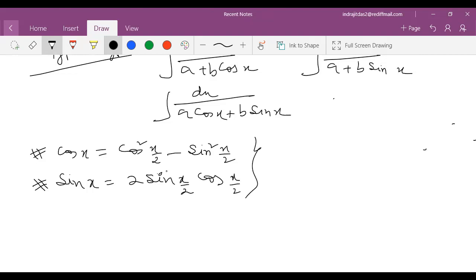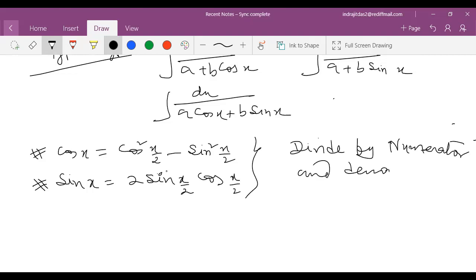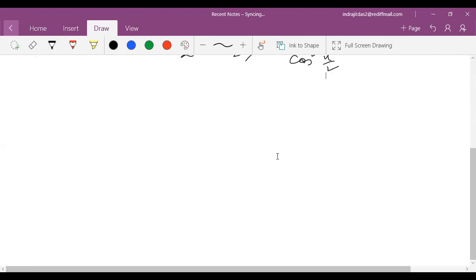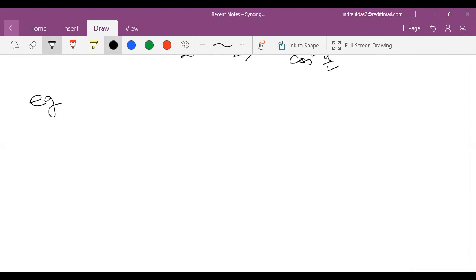You put that, then after simplification, of course, divide numerator and denominator both by cos square x by 2. So what is the concept? You have to do by division, exactly as we have done before, but with cos square x by 2. Now let us take an example. The similar example we can have in other cases also.